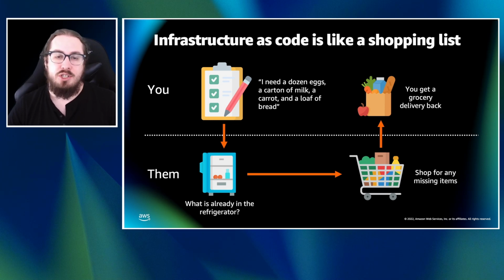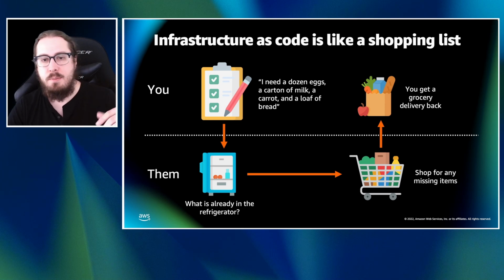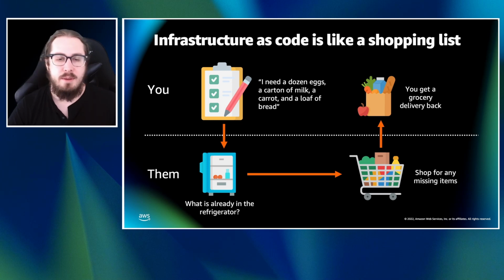They're going to go out and they're going to shop for those missing items, and as a result, then you're finally going to get your grocery delivery back. But you didn't have to do any of that work of actually checking inside your refrigerator or going to the store and buying things. So the idea behind infrastructure as code is that you start off that shopping list, you pass it off to the infrastructure as code provider, and then you get your AWS resources back.